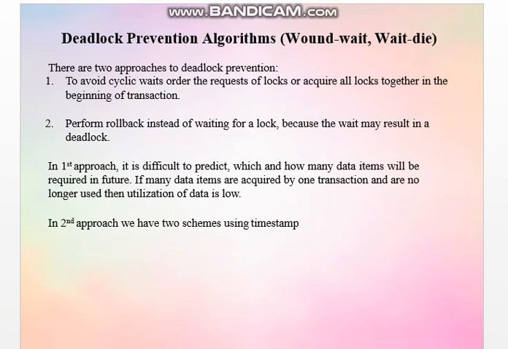In the first approach, it is difficult to predict which and how many data items will be required in the future. If many data items are required by one transaction and are no longer used, then the utilization of data is very low. In the second approach, we have a scheme using timestamps.